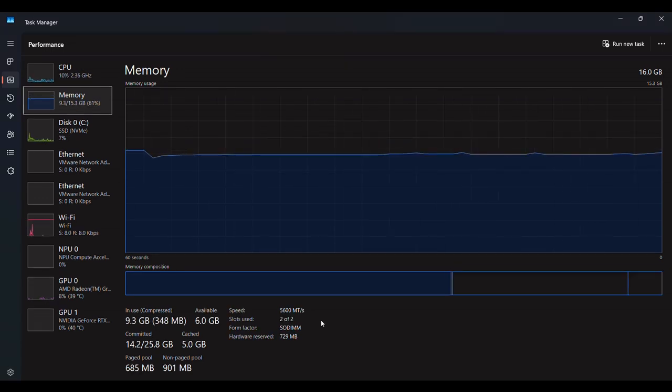This graph displays real time memory usage over the last 60 seconds. It helps administrators observe memory consumption trends and identify sudden increases caused by application or background processes. In this case, memory utilization is relatively stable with moderate system usage.